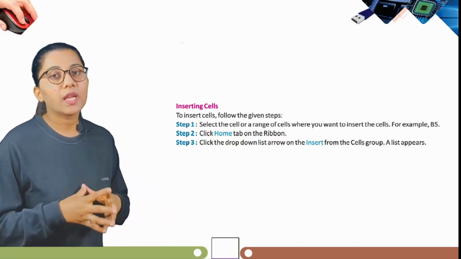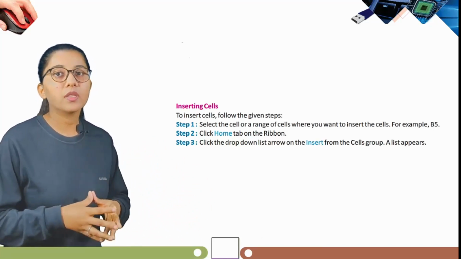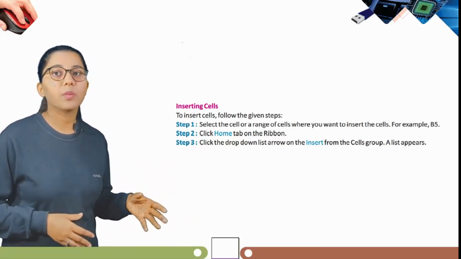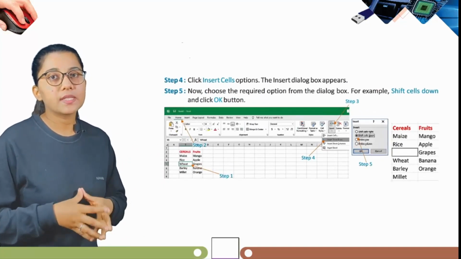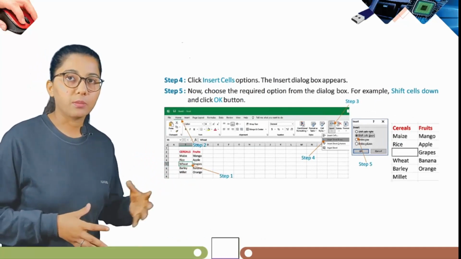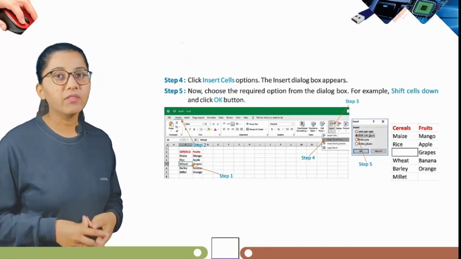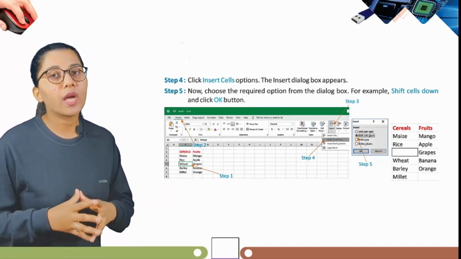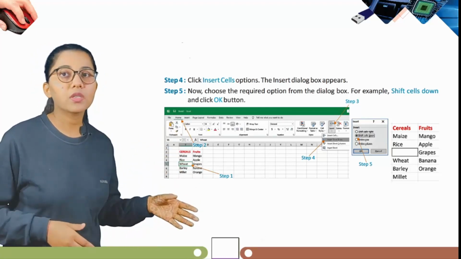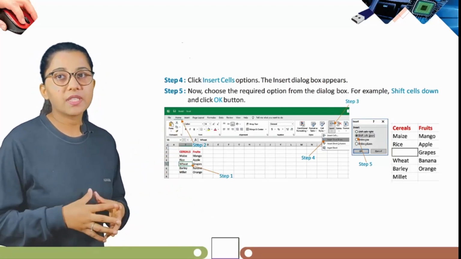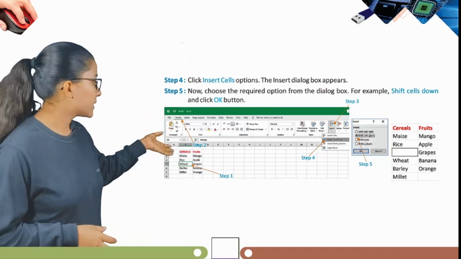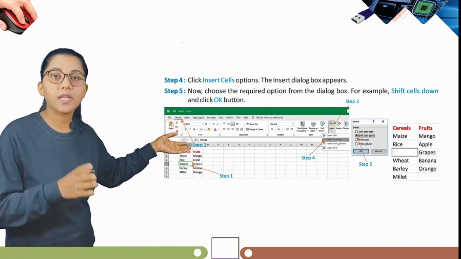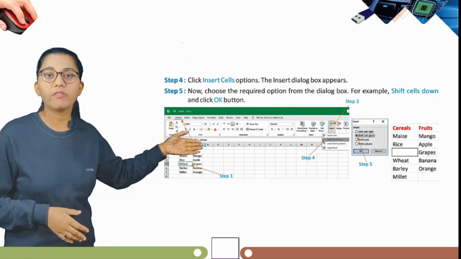Step 3, click the drop down list arrow on the insert from the cells group. A list appears. Step 4, click Insert Cell option. The Insert dialog box appears. Step 5, now choose the required option from the dialog box, for example, shift cells down, and click OK button. So students, here you can see the interface of inserting a cell in Microsoft Excel.